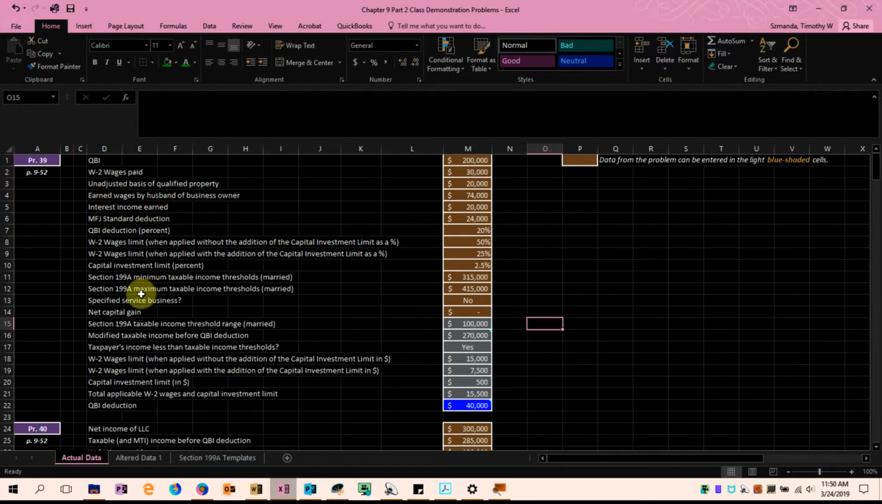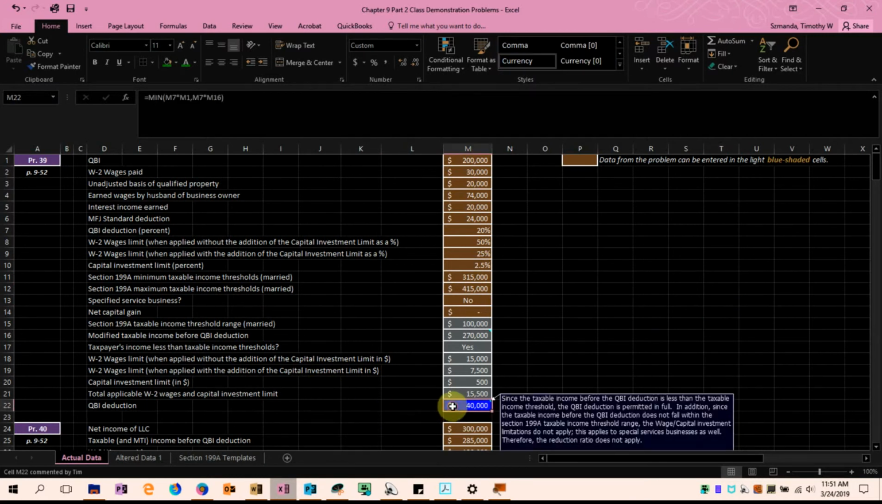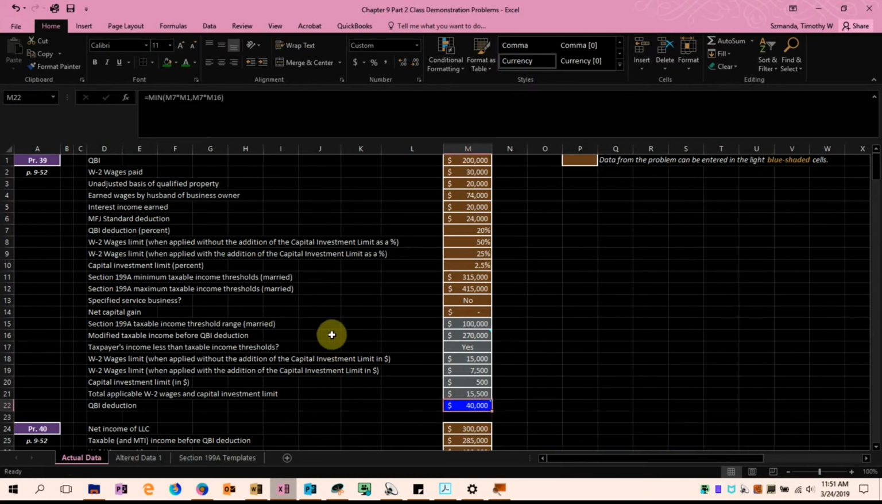In this case, it's not a specified service business, and the income is less than $315,000. That's going to really simplify things for us because it's going to eliminate a lot of calculations, and it suggests that these taxpayers are going to be able to take the full deduction, and we'll get to that deduction in a minute. All right, so let's take a look at this then.